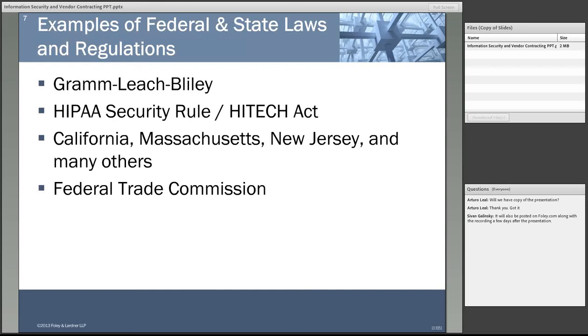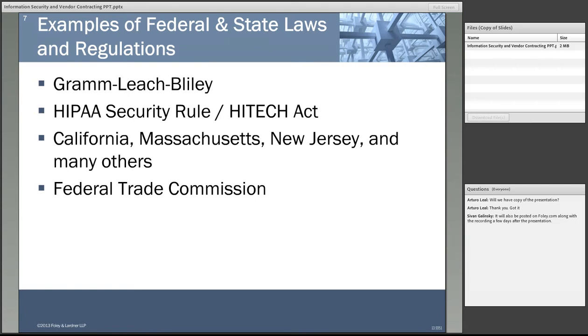As mentioned at the beginning in my introductory comments, there's a whole morass of laws and regulations out there. Gramm-Leach-Bliley in financial services, of course, HIPAA and HITECH in healthcare, lots of individual state statutes. We have a Federal Trade Commission with independent power to potentially enforce. So lots of potential areas out there.